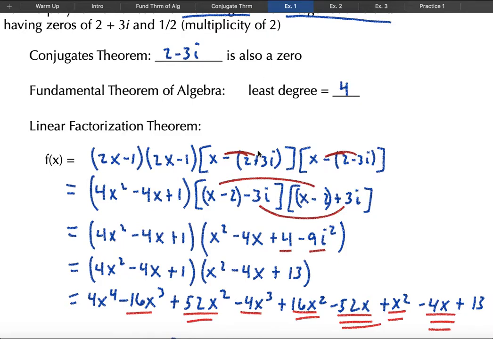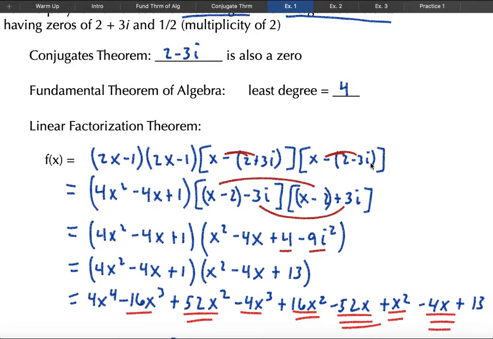Okay? I can build 2 more linear factors using my complex zeros of 2 plus 3i and 2 minus 3i. Notice all I need to do is take 2 plus 3i and subtract it from x to build a linear factor for the function. And I do the same thing for 2 minus 3i. I subtract it from x to build the factor. Okay? So this is your complete linear factorization for the function in terms of all the complex zeros.